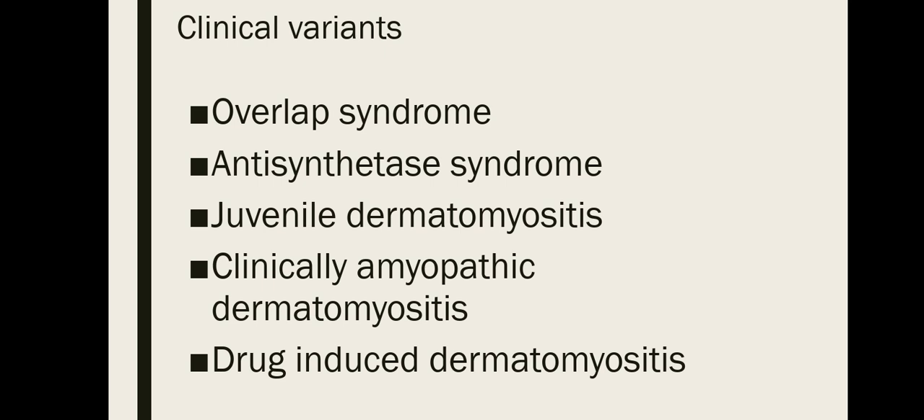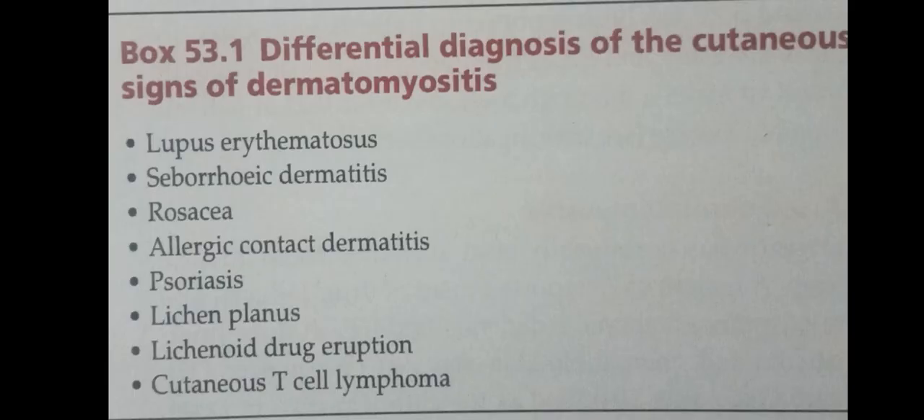Clinical variants of dermatomyositis. There are lots of clinical variants. These include overlap syndrome, anti-synthetase syndrome, juvenile dermatomyositis, clinically amyopathic dermatomyositis, and drug-induced dermatomyositis. Differential diagnosis of cutaneous signs of dermatomyositis includes lupus erythematosus, seborrheic dermatitis, rosacea, allergic contact dermatitis, psoriasis, lichen planus, lichenoid drug eruption, and cutaneous T-cell lymphoma. All these diseases must be differentiated from the cutaneous signs of dermatomyositis.